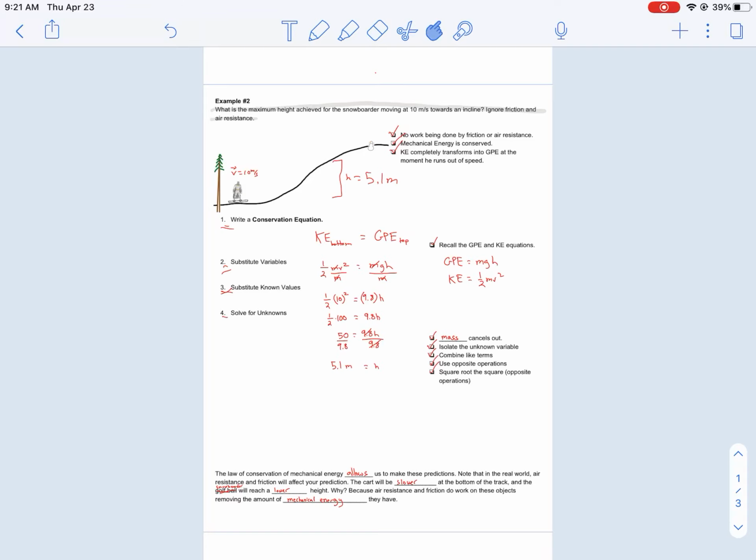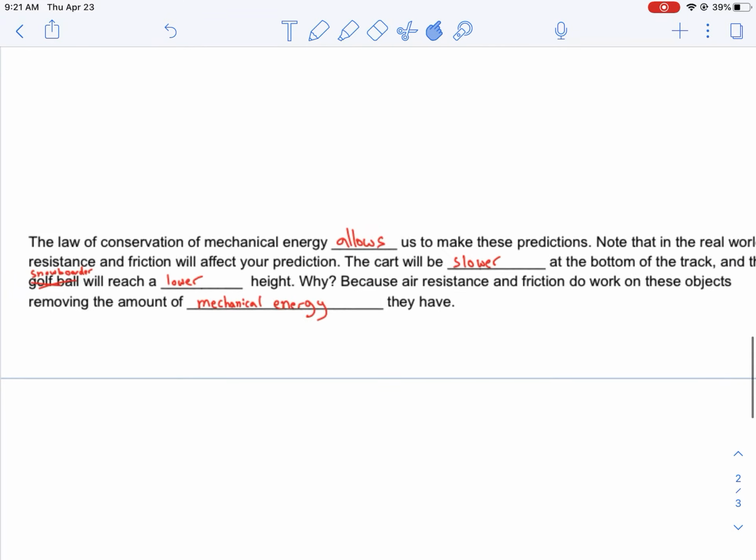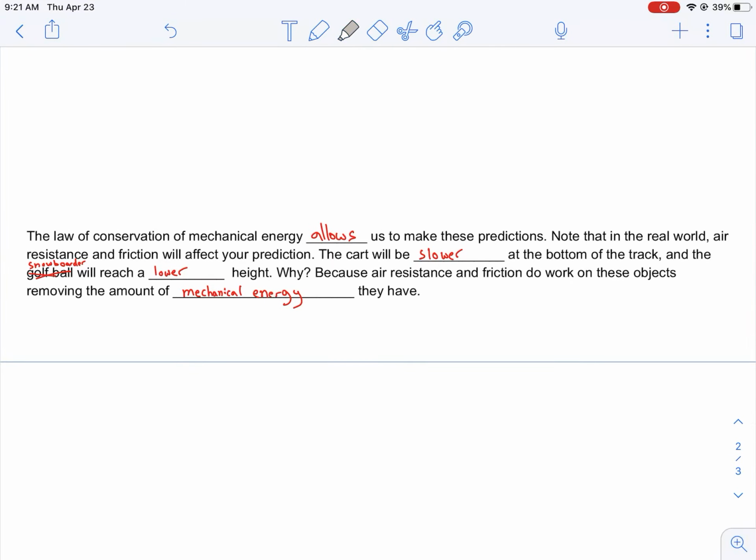Cool. So remember your steps. You can make some flashcards so that you remember your steps. And remember this: the law of conservation of mechanical energy allows us to make these predictions. Note that in the real world, air resistance and friction will affect your prediction.